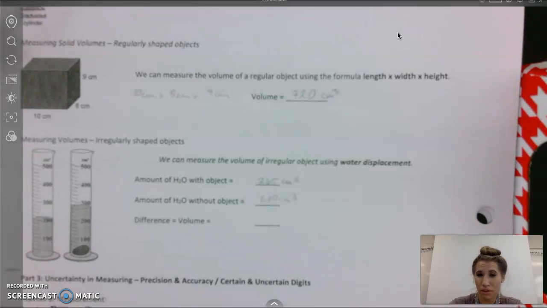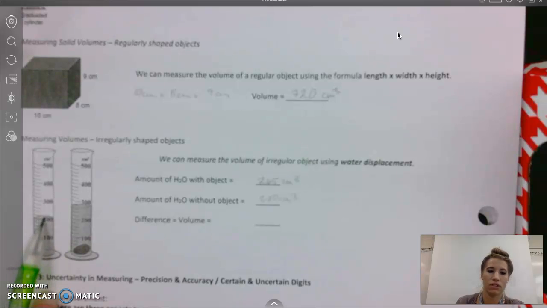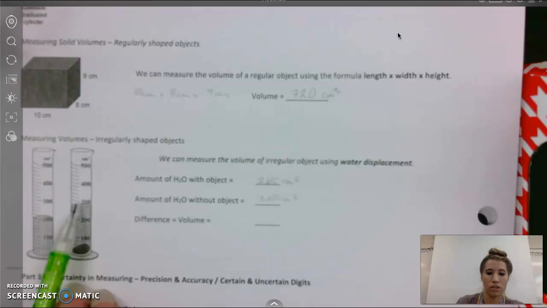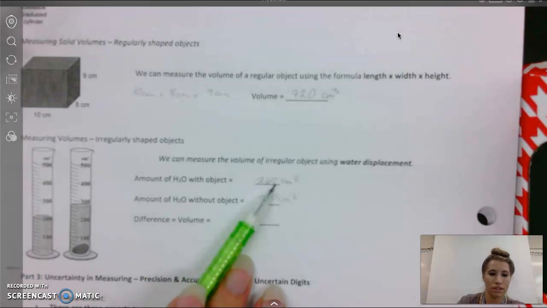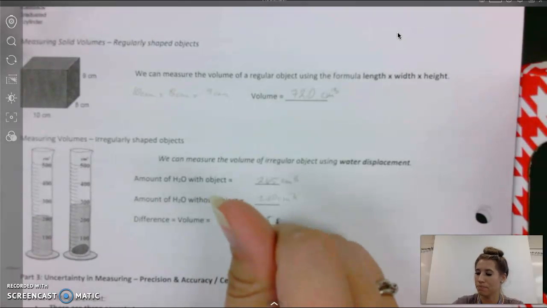The other way to measure the volume of an object, usually an irregularly shaped object, is through water displacement. If I have this graduated cylinder and I'm reading the bottom of the meniscus, I'm at 200 milliliters, and then I add my irregularly shaped object, and it jumps up to 265, I think is what I counted from this image. Milliliters or cubic centimeters, same thing. It was displaced by 65 cubic centimeters, so that must be the volume of the object.